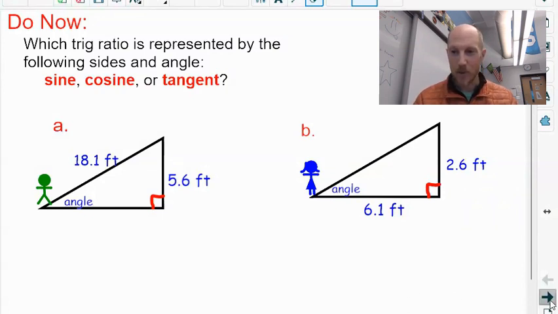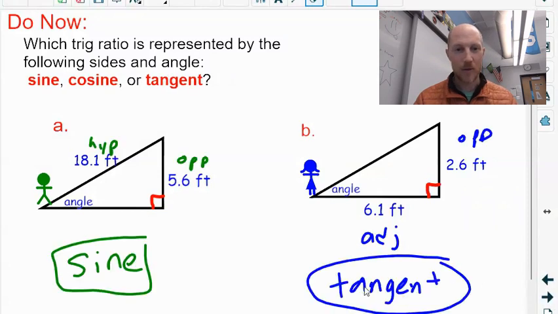All right. Well, I assume that you've finished answering the do now. Let's take a look for number A, the sides that are given based on the relative angle that's assigned there. We get the hypotenuse, the opposite sides, so opposite and hypotenuse. That comes from the sine ratio.